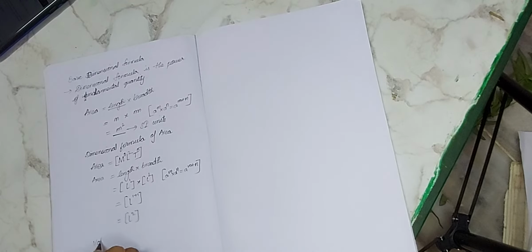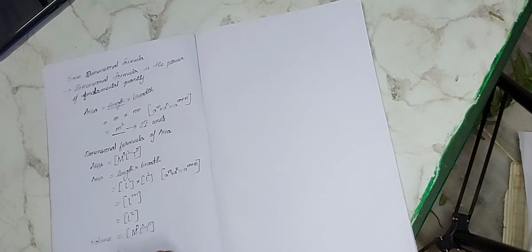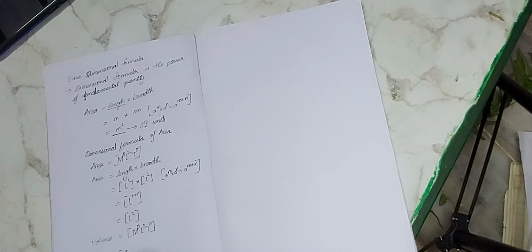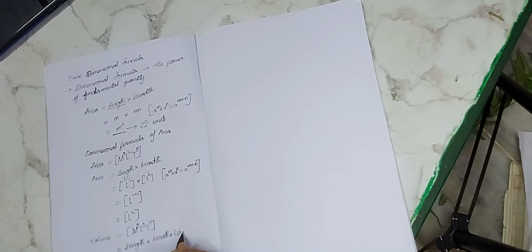Let's go for your volume. I think these all are basic formulas you have learned in your earlier classes. So this is, we have M power 0, L cube and T power 0. You might have a doubt how you got this. So let me go into your formula. A basic formula for volume. We will find this volume formula as length into breadth into height. Yes or no?